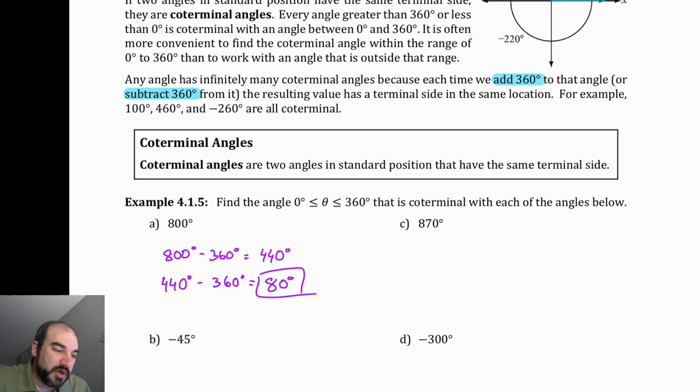All right, so it's pretty easy to find coterminal angles. You just add or subtract 360. If it's a negative angle measure that you're starting with, you probably want to add 360 until you get to something between 0 and 360. If it's more than 360, you want to subtract down to a single revolution.